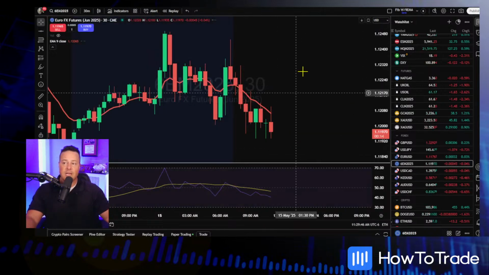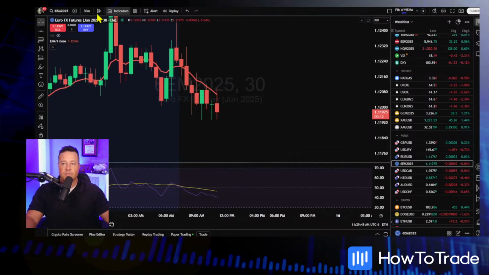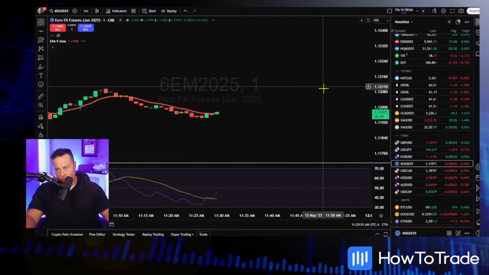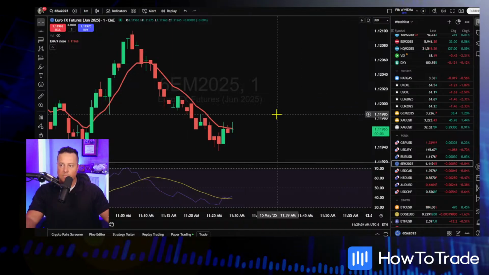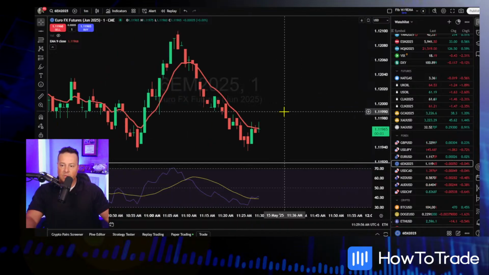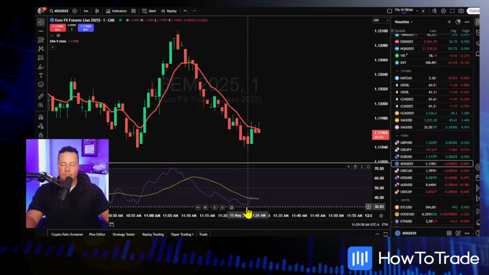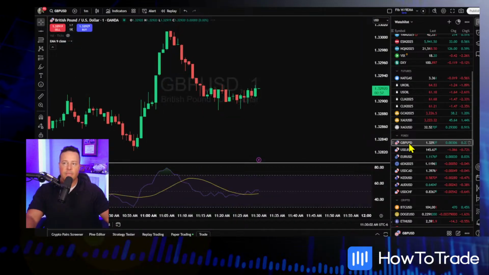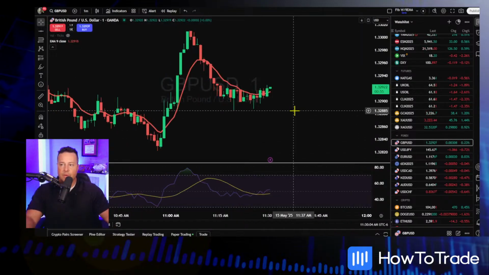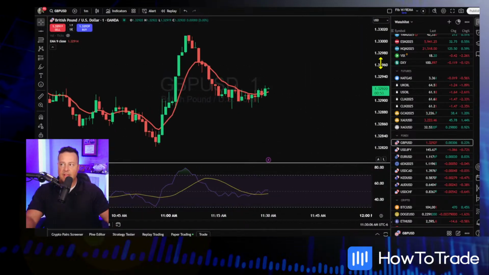Let's take a look at Euro FX futures, 1-minute chart. Not quite in oversold territory, so you're not going to be able to get that. Let's take a look at the Great Britain Pound USD, a Forex pair. Flat as a pancake.